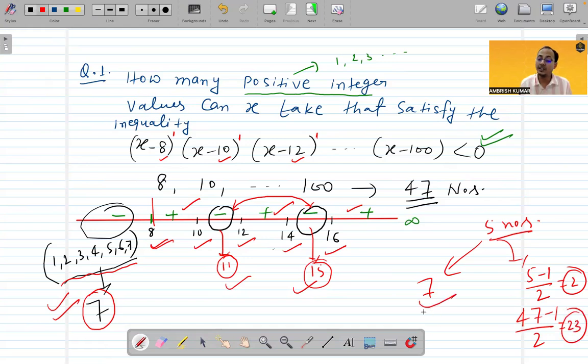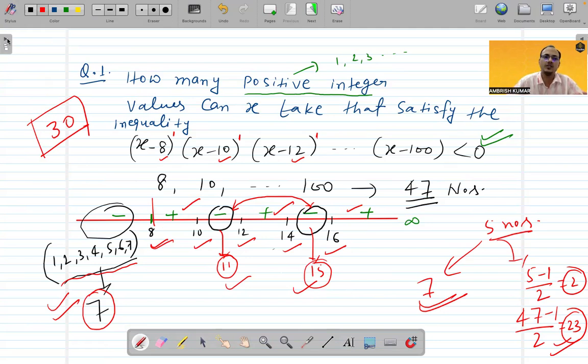And 1 to 7 is always there. So total how many numbers are there? 1 to 7 means 7 numbers, and then 23 more numbers that will give you the negative answer. So total we will be having 23 plus 7. So the answer is going to be 30. Clear? So that is the basic idea. Clear? And likewise, we can solve the questions.